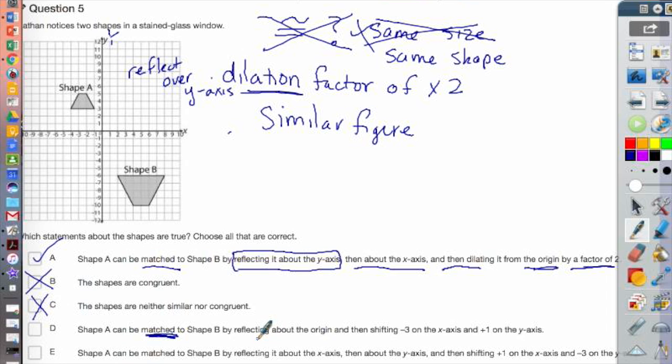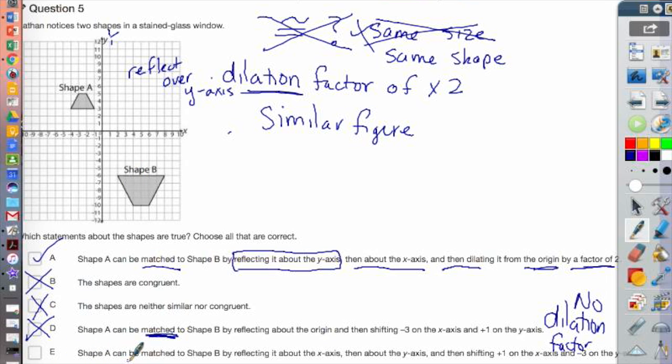Does anything in this question mention a dilation factor? And it's no. So these are not going to match exactly. I can do that, but I'm never going to dilate it. I'm never going to get this shape A to grow to the same size as B. Let's look at this next one.